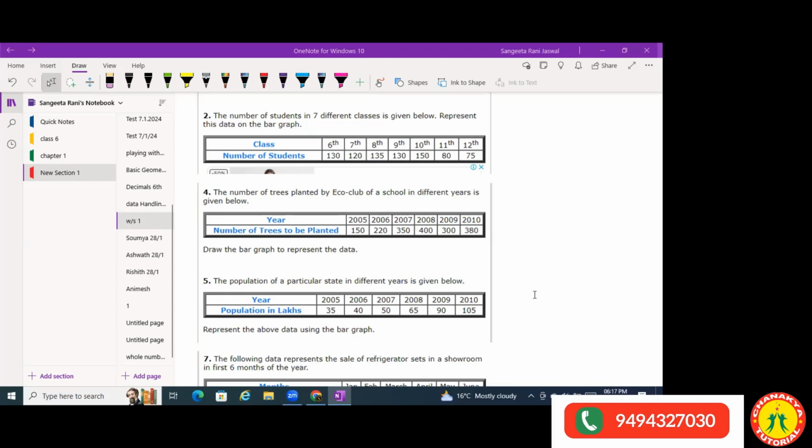Children, please note down this data so that you can make the graph alongside. By the time I can scroll down so that others can also see. Those who have done, we can move on to the next question also.